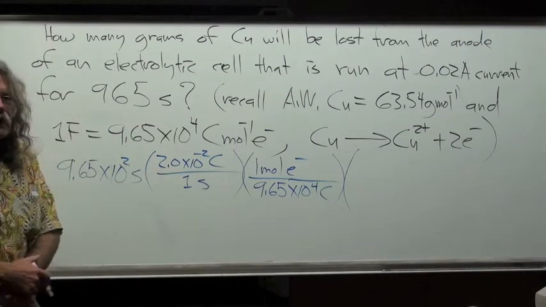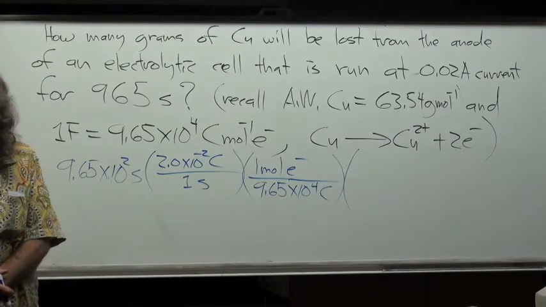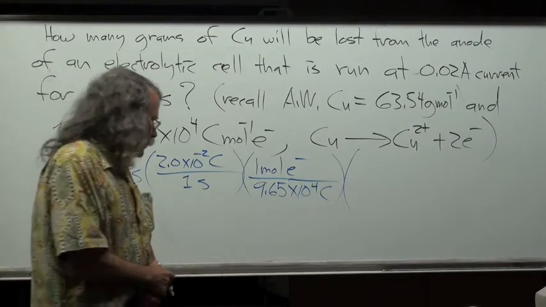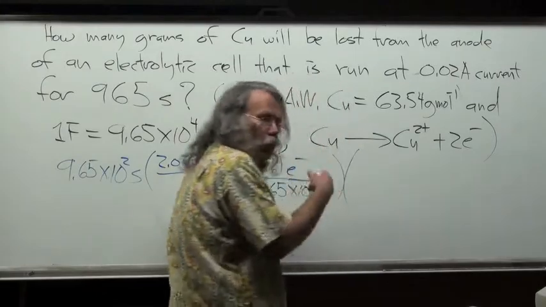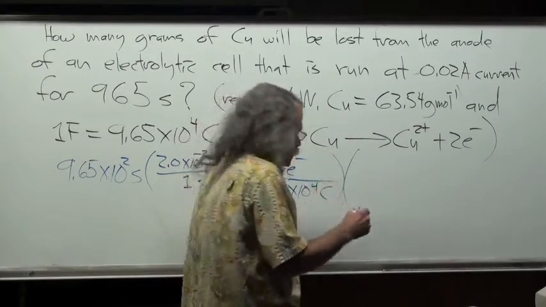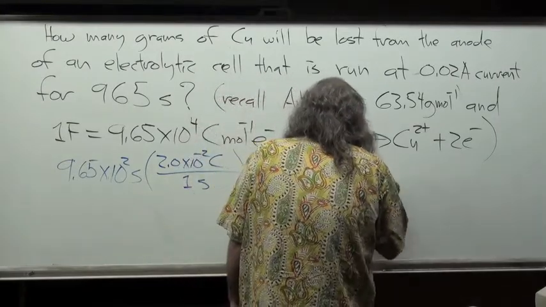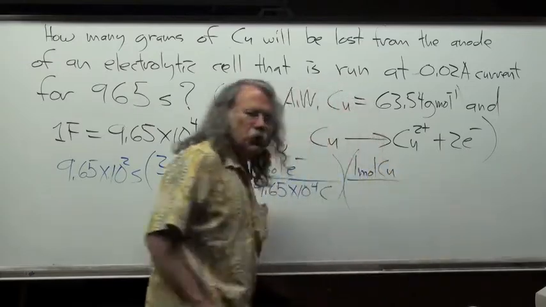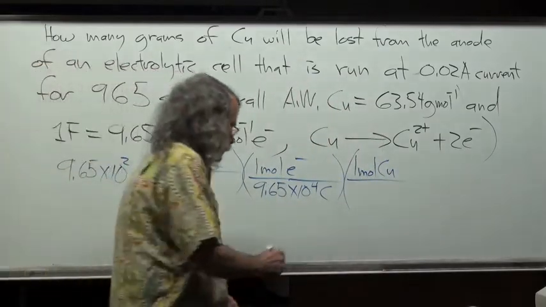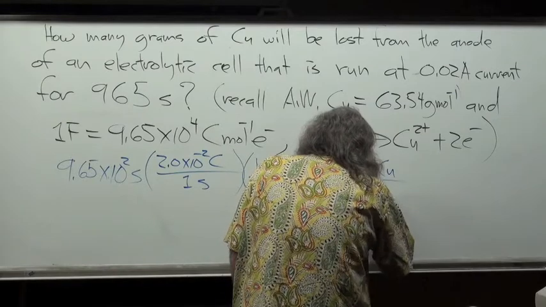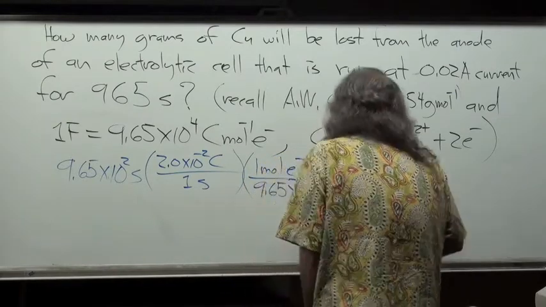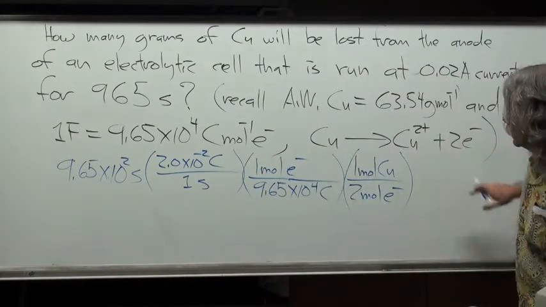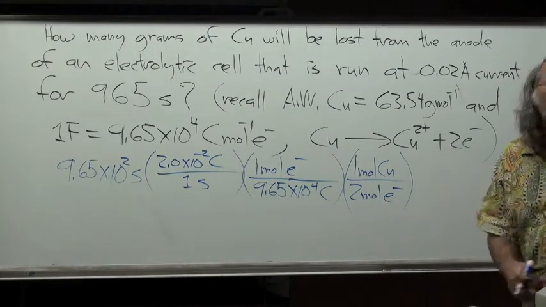Now I'm in moles of electrons. What do I do next? Moles of copper. What goes on top? 1 mole of copper. What goes on the bottom? 2 moles of electrons. And we got that from this information here. And what do I go from now?